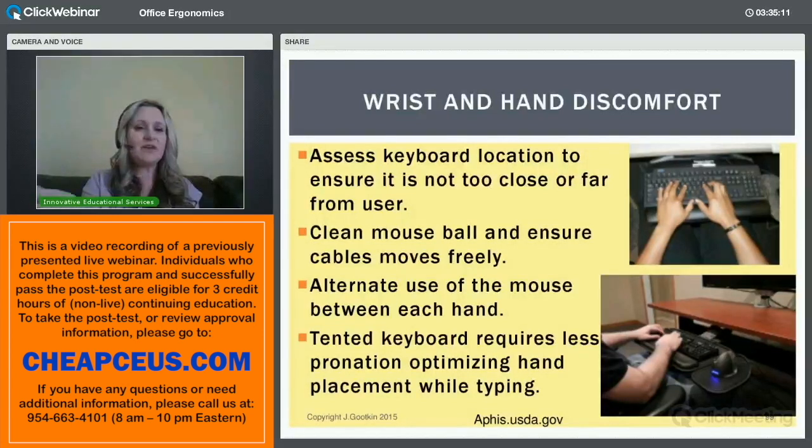And I dated myself here. I wrote mouse ball. I don't know what I was thinking. Actually, I do. Some of you are going, I don't even know what a mouse ball is. Right?